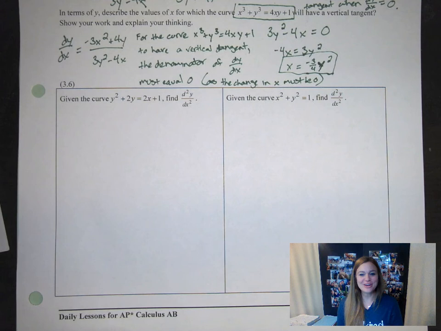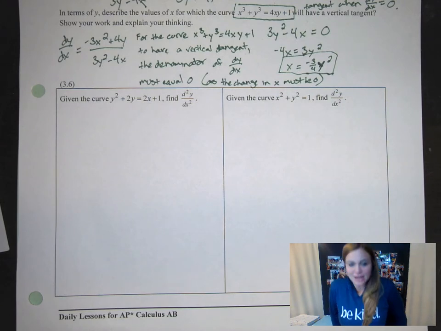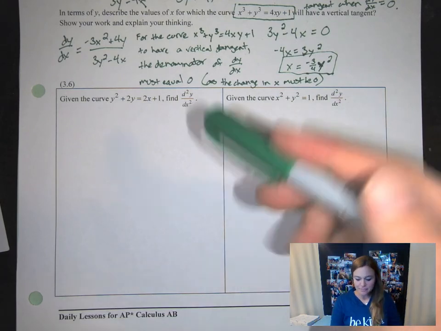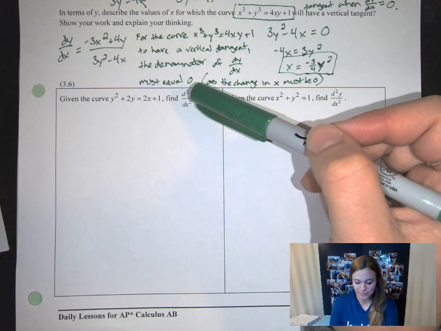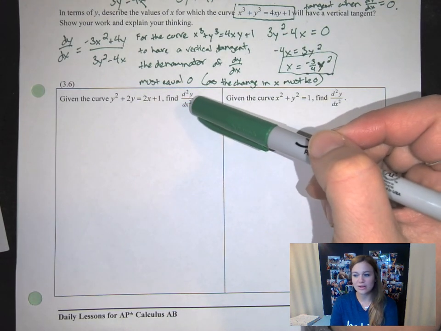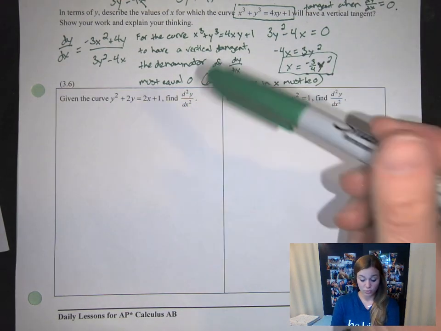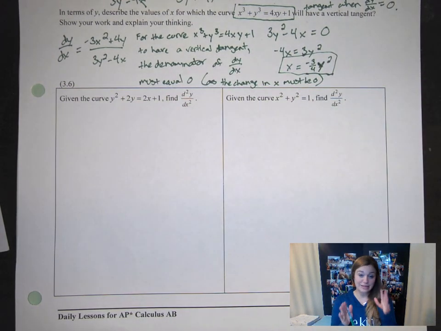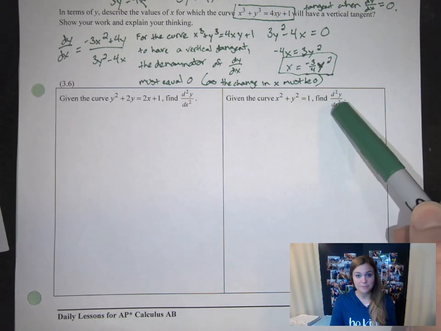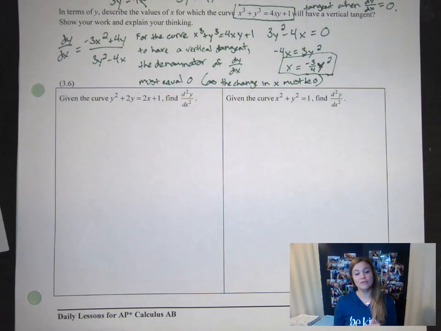Okay, so moving on to something a little bit different. This says, given the curve y squared plus 2y is equal to 2x plus 1, and you have a little bit of experience with this already, but this notation, d squared y over dx squared, doesn't actually mean an exponent of 2, it just means the second derivative. Why did they put the 2 in d squared y in the first one and not in the bottom? I don't know. But this is the notation. The second derivative means you find the derivative and then you find it again.